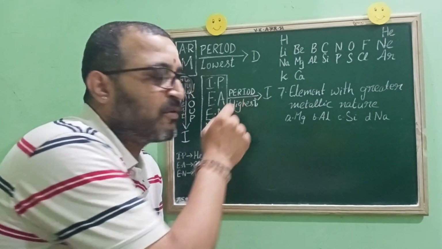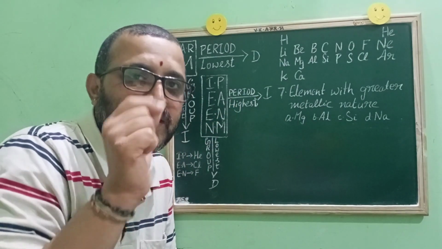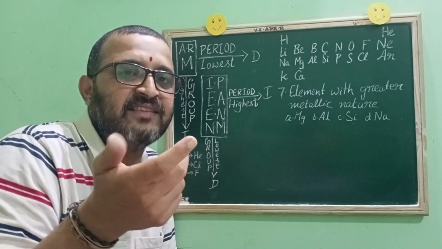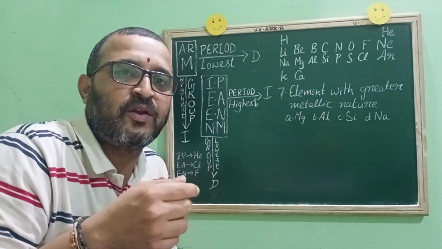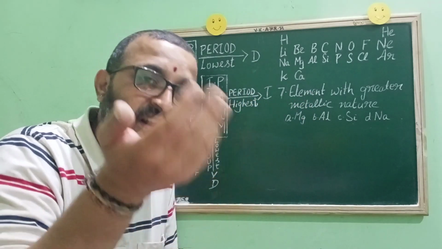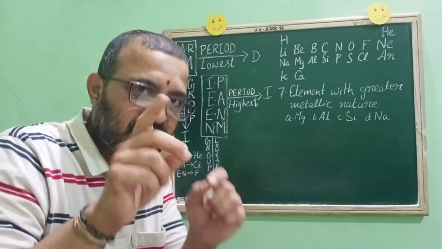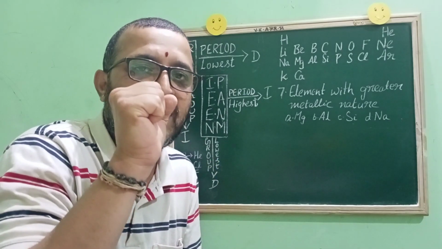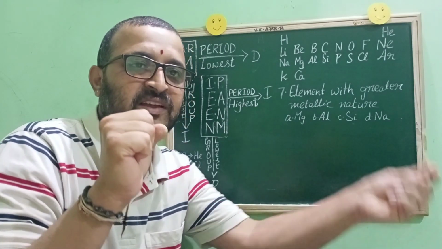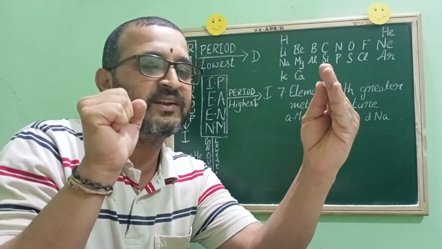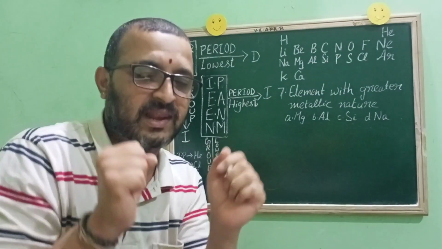Children, before we proceed with this one, a small question. What is the meaning of a metallic nature? Obviously the answer is tendency to lose the electron. What is the meaning of a non-metallic nature? Tendency to gain the electron. Children, one example. Suppose if I hold the hand like this, it is called the nucleus. And if I hold the hand like this, that is the outermost shell containing electrons.